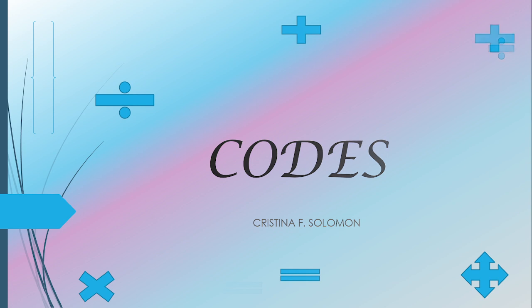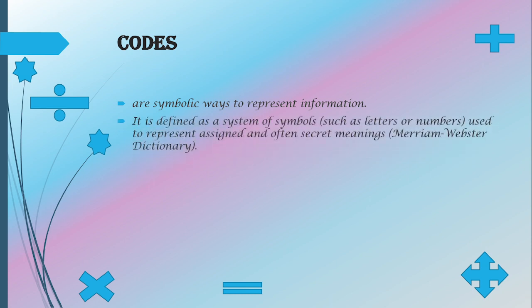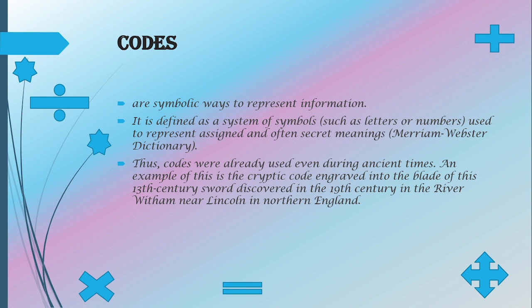So first, let's talk about what is code. A code is a symbolic way to represent information. It is defined as a system of symbols such as letters or numbers used to represent a sign and often secret meanings. Thus, codes were already used even during ancient times.